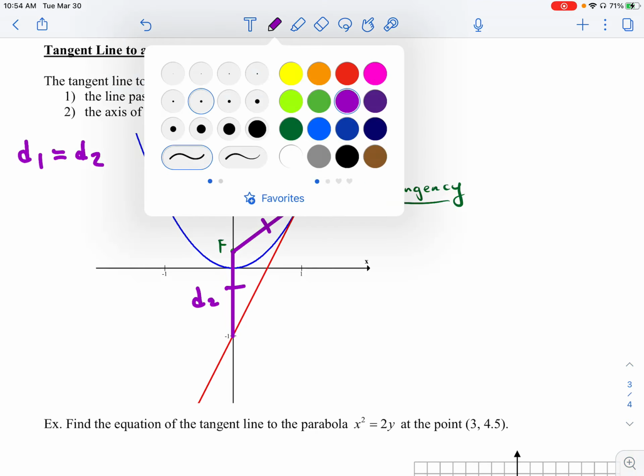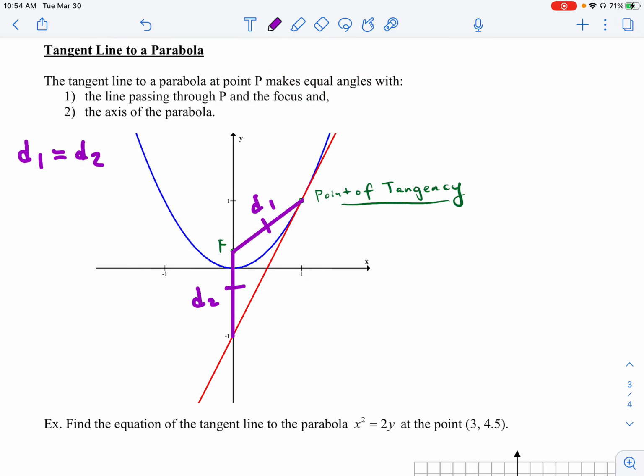Okay. So to say again, the distance from the point of tangency to the focus is equidistant to the distance from the focus down to the axis of symmetry. And that's where it's going to cross that tangent line again. So we have a little bit of an isosceles triangle here. So we're going to leverage that bit of information to help us figure out that point of tangency.